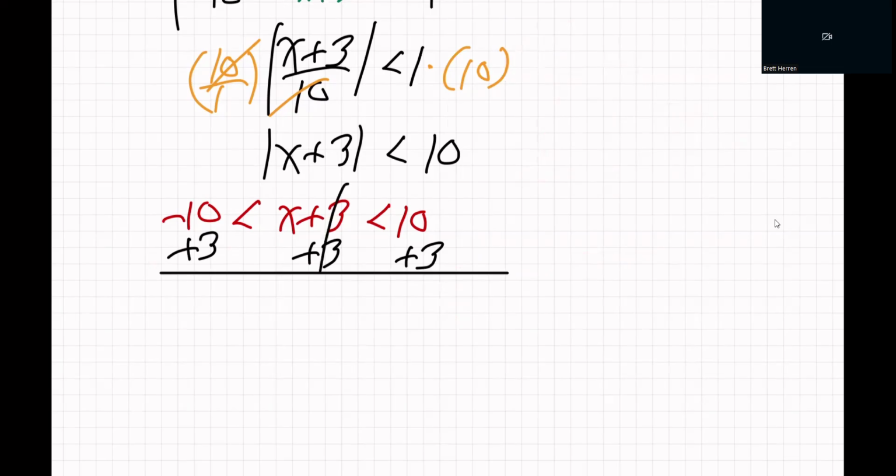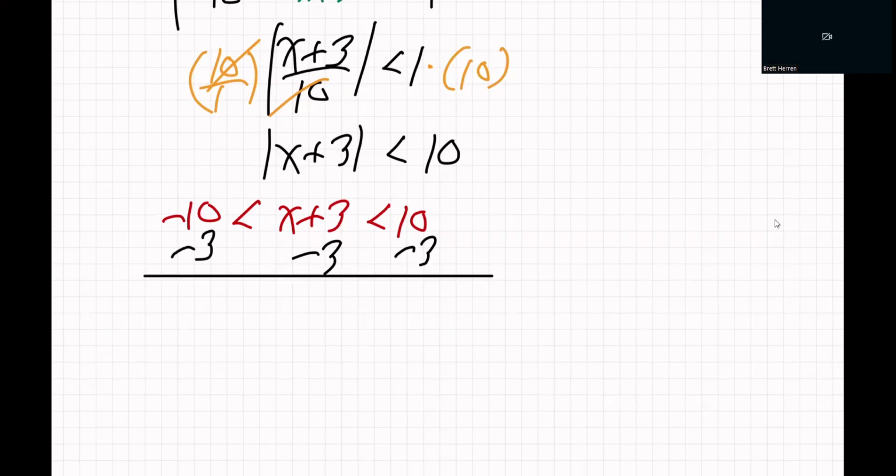And, well, why did I add 3? Don't add 3, subtract 3. That was dumb. Let's try that again. Subtract 3. Realized it as soon as I looked in the middle and thought, those don't cancel. What am I doing? Okay, so that's 7. It's minus 13. So there we go. Minus 13 to positive 7. That was the basic answer to the question.